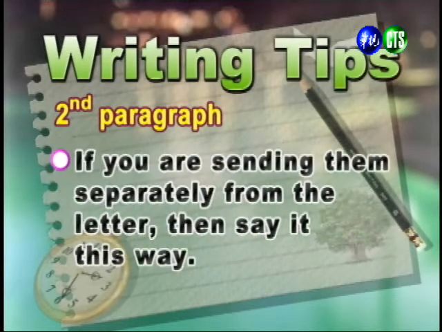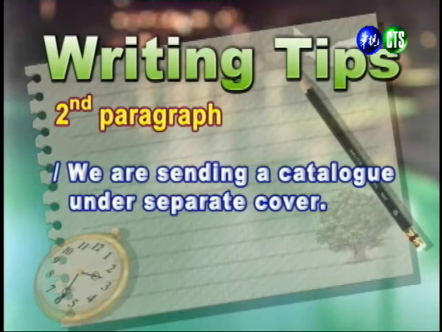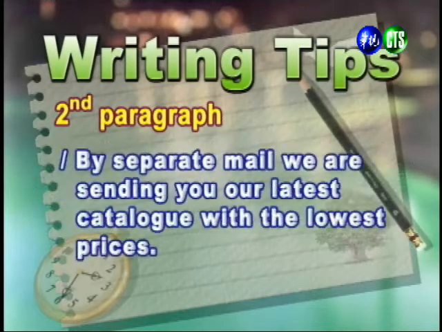What if you were sending them separately from the letter? Then you said it this way. 如果你是分别寄出的，那么你也要这样子特别的说明。我们来看，你可以怎么写呢？你可以说 We are sending a catalog under separate cover. Or you can say, by separate mail, we are sending you our latest catalog with the lowest price.